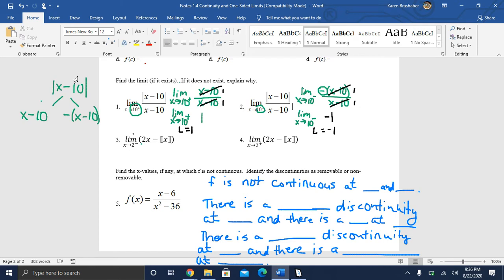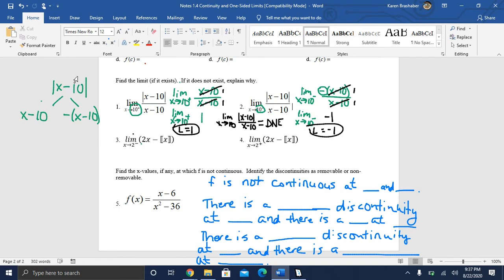Now, I don't have another problem that goes with this, but if I asked you the limit as x approaches 10, and I did not put it from the left or the right, but just as x approaches 10 of this function, the absolute value of x minus 10 over x minus 10, I hope that you would see that since from the left I got an answer of negative 1, and from the right I got an answer of 1, the limit as x approaches 10 does not exist. That limit would not exist.